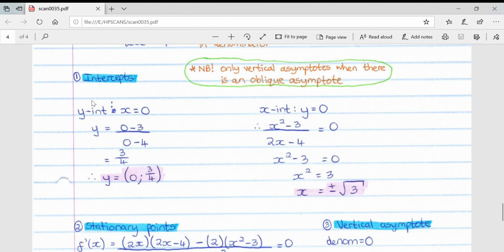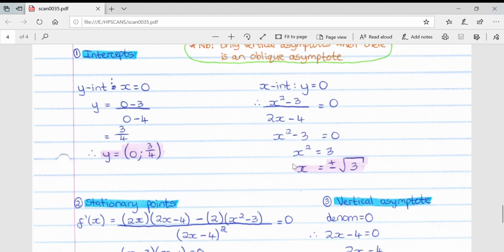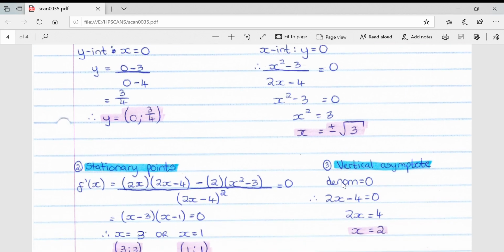Obviously, first things first, find your intercepts. For the y-intercept, make x equal to 0. Sub in 0 into x's place, and you get y at 3 over 4. That is your y-intercept coordinates. Then your x-intercept, you're making y equal to 0, which is just making your equation equal to 0, and you can solve your x-intercepts to be plus or minus root 3, which comes out to about 1.7.